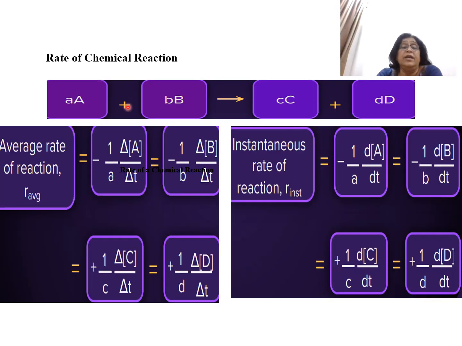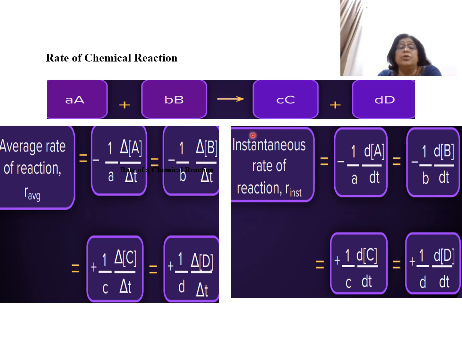Now for the reaction A plus B gives you C plus D. If this is the reaction, then your average rate will be what? Minus 1 by a, delta A by delta T, equal to minus 1 by b, delta B by delta T. Or it can be represented with respect to products, plus increase in concentration, plus 1 by c, delta C by delta T, or equal to plus 1 by d, delta D by delta T.